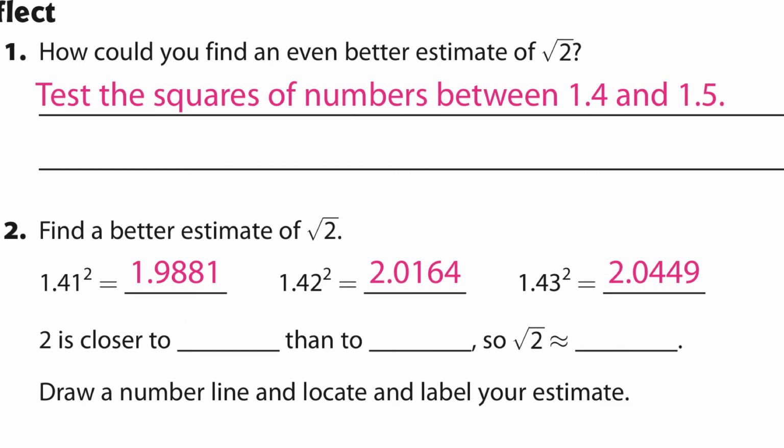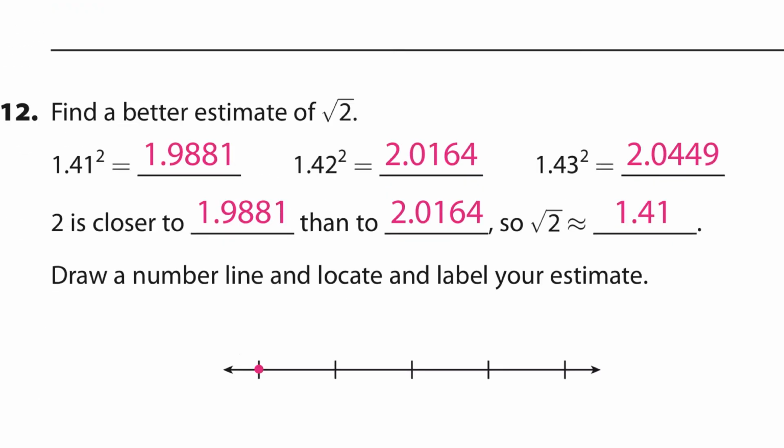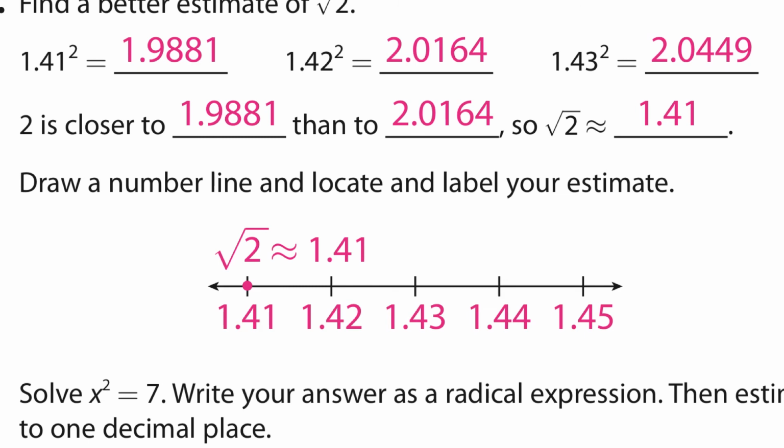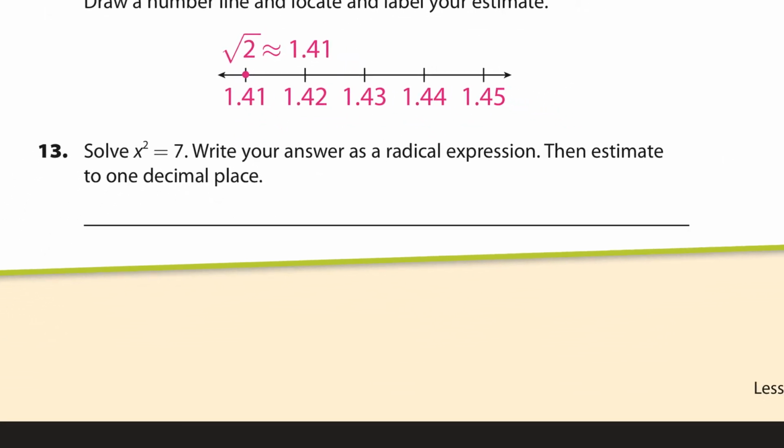Oh, that one's pretty darn close. They're all really close. But it's closer to that one than to that one because this is closer to 2. So the square root of 2 is going to be about 1.41. And to get more decimals, you just keep on doing that. It's an exhaustive exercise. And we have a little graphic here. It's about 1.41.